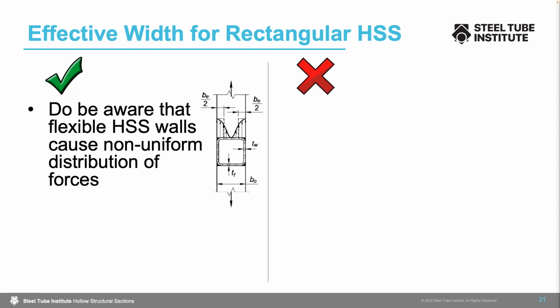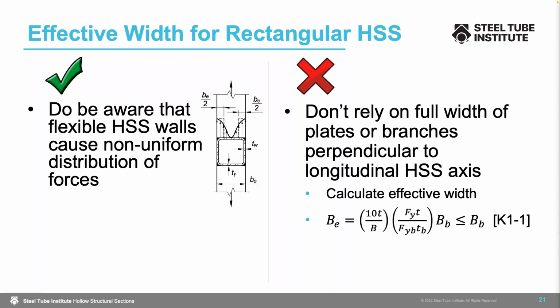Now the code is very specific in saying this is for connection of plates or branch members that are perpendicular to the longitudinal axis of the HSS. And so in those situations, there's a formula to calculate the effective width. So don't rely on the full width of plates or branches perpendicular to the longitudinal HSS axis. You need to calculate the effective width. And that formula is shown here on the screen, and that is taken from the code Chapter K. And that B sub E is the effective width.